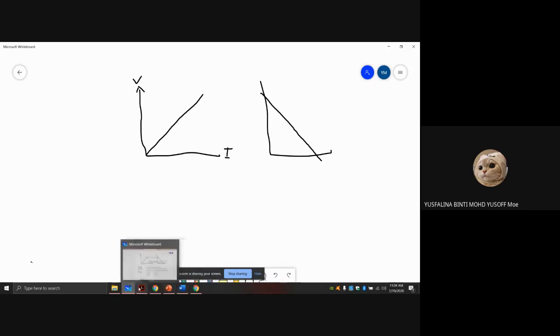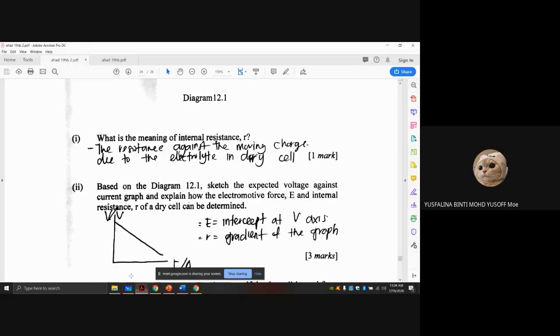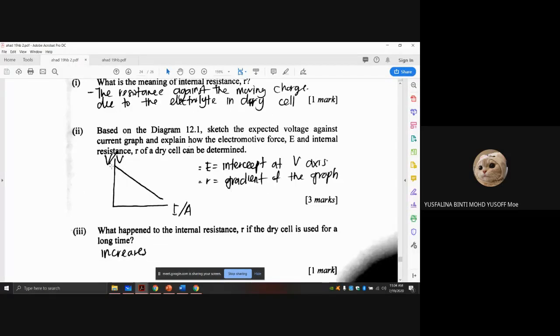If you want to find the EMF, the EMF is the intercept of the V axis. So here, this is the value of E. If you want to find the internal resistance R, you have to find the gradient of the graph. So for the internal resistance, just find the gradient, and for the E value or the EMF value, just find the intercept of the V axis here.